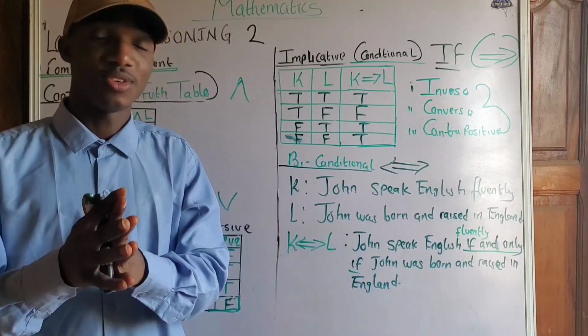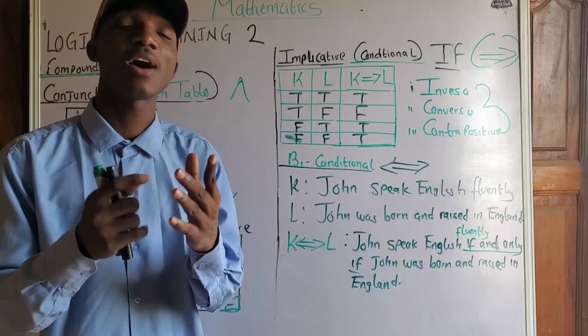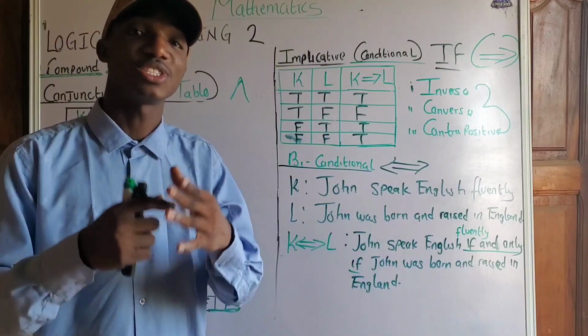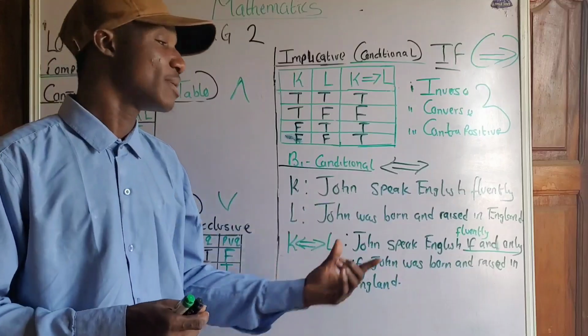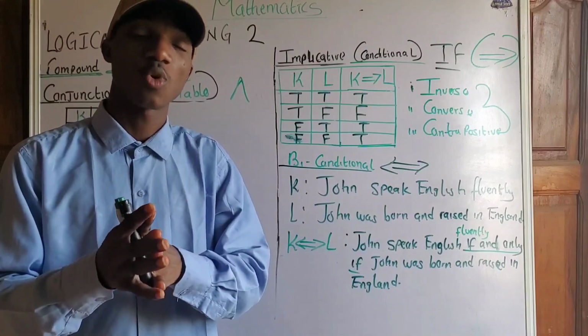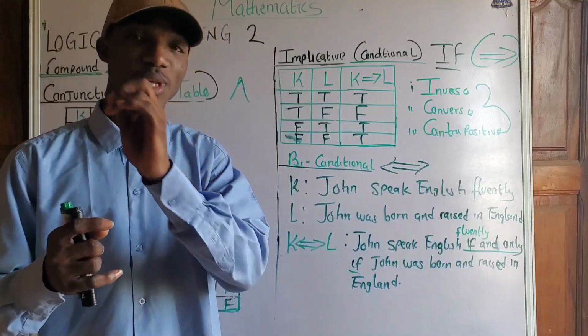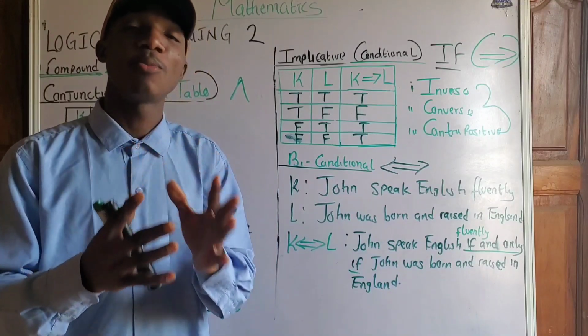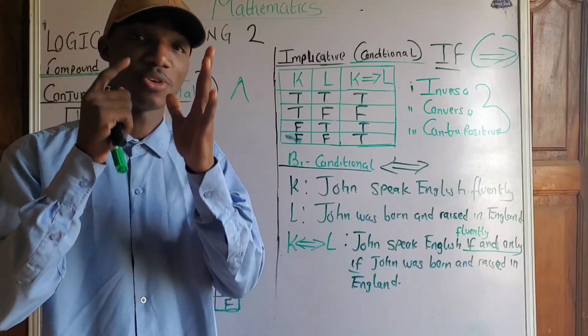You see, in an implicative or conditional statement, we only have a conclusion that is false if the second statement is false. A typical example. Now in a biconditional statement, we only have a conclusion that is true if both statements are true or both statements are false. But if one of the statements is false or true, that means the conclusion will be false.